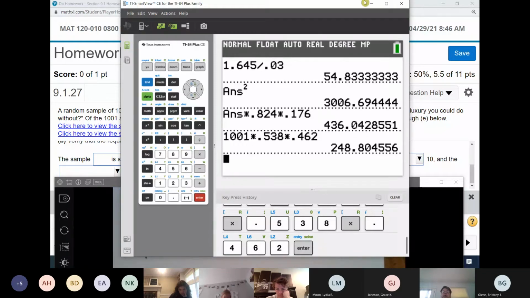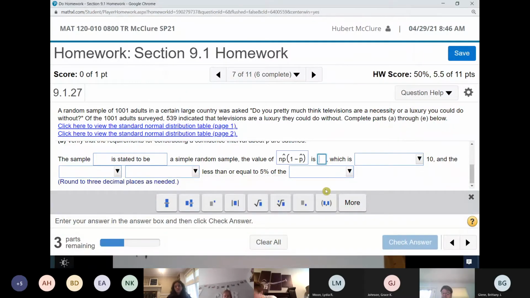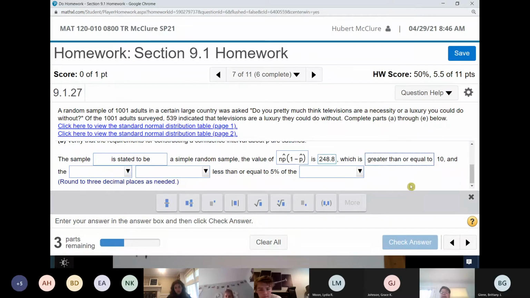Okay, so is 248.8 greater than 10? That's the test. NPQ has to be greater than 10. This is the test to make sure you can do this, but they usually don't give you one that you can't.